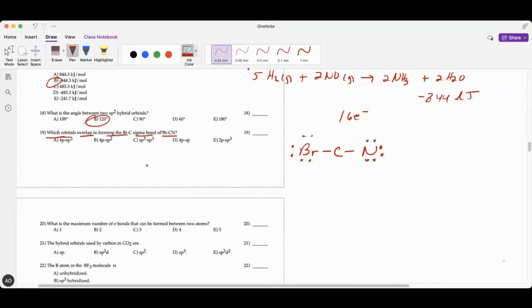I'm going to go ahead and move a lone pair of electrons over to the carbon because the carbon does not have an octet. And carbon still doesn't have an octet. So I'm going to move another pair of electrons over to the carbon. Okay. So we see that the carbon has a triple bond and this single bond. So what we're interested in is the overlap between this carbon and the bromine. So what is the hybridization of this carbon here?